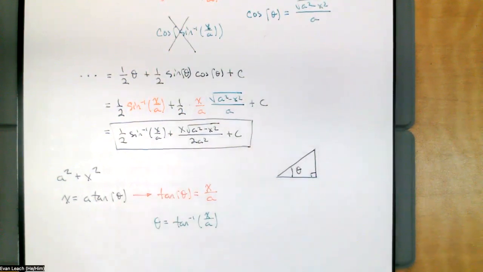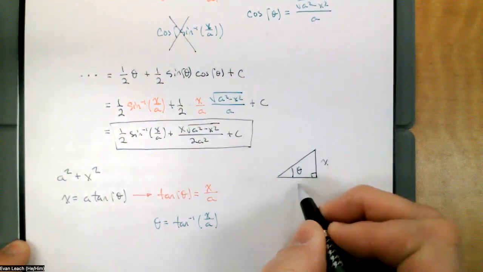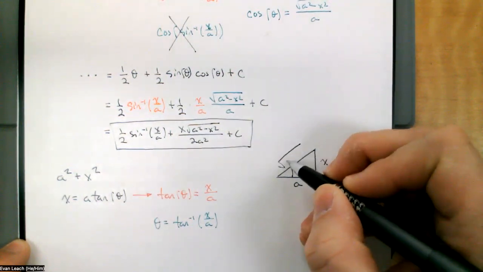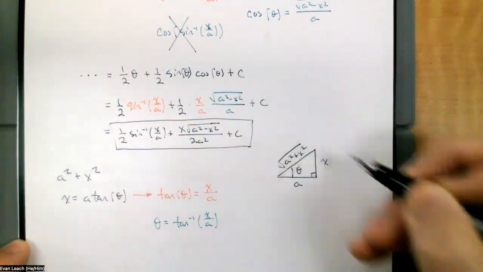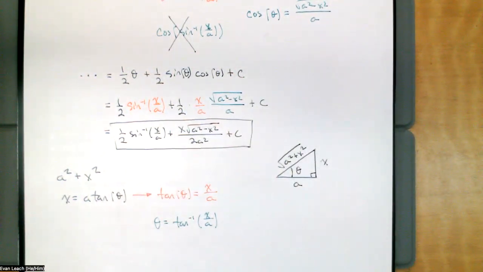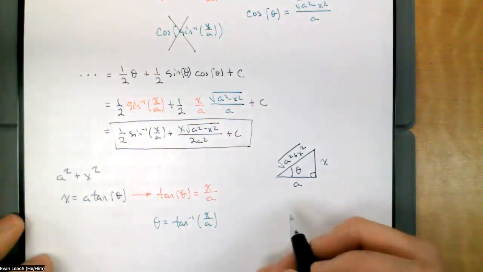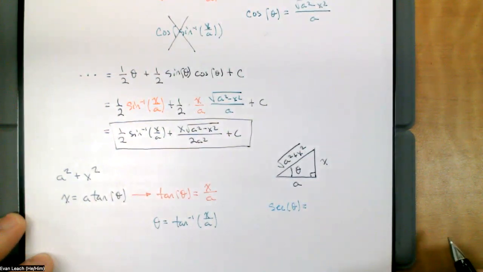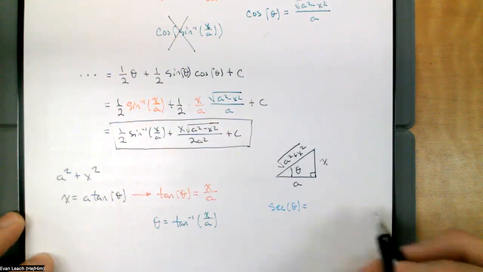I'm going to use my original substitution. Tangent of theta is x over a. Read x as opposite and a as adjacent. Tangent is opposite over adjacent. And so our hypotenuse is the square root of a squared plus x squared, the square root of the quadratic that put us in this situation in the first place. And we can use that to write secant. Secant of theta is hypotenuse over adjacent.